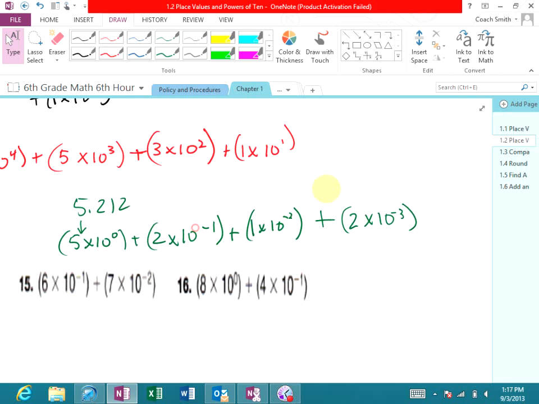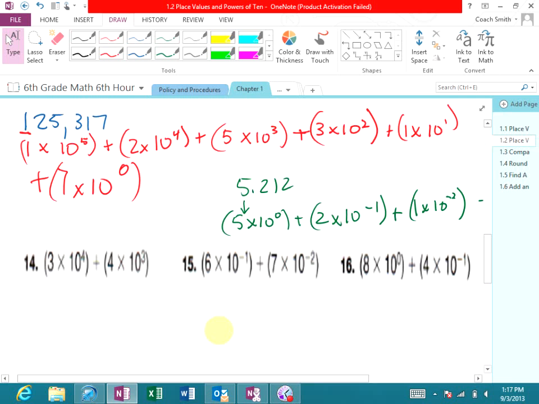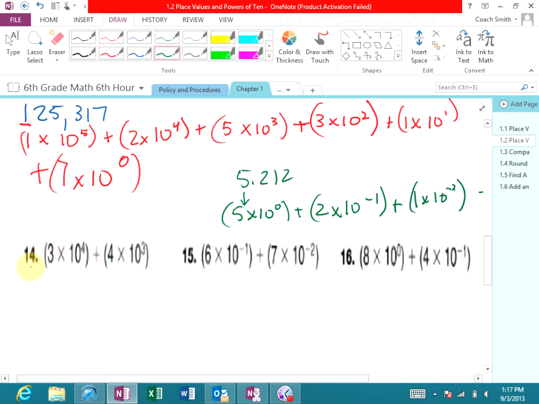Now, let's move on to standard form. They want us to take and write these numbers in standard form. I'm on problem number 14 out of your book. Problem number 14 says 3 times 10 to the 4th plus 4 times 10 to the 3rd. Remember, with positive exponents, the exponent means how many zeros are in the number.